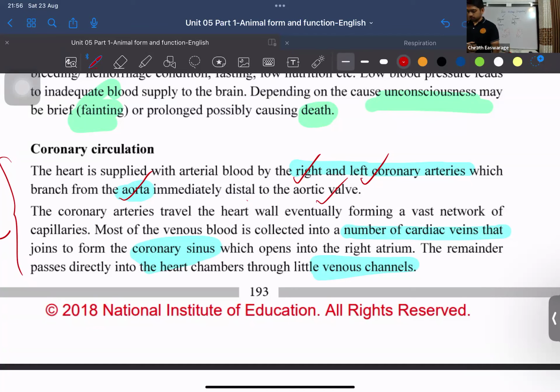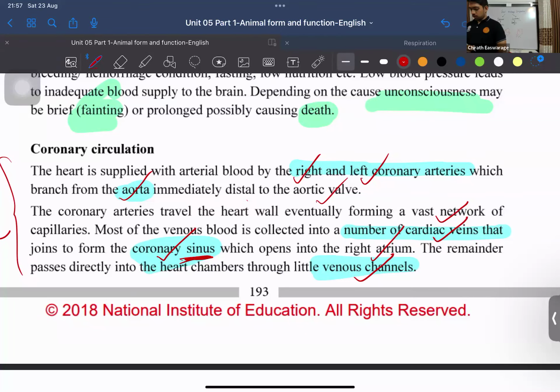Then let's go to the other essay. Okay. Coronary arteries travel the heart wall, eventually forming a vast network of capillaries, right? Vast network of capillaries. That idea needs to be there, 1 mark. Then that is the arterial supply, right? Arterial supply. Then talking about the venous drainage, how the venous blood is coming from the heart. Venous blood is collected into a number of cardiac veins, joined to form the coronary sinus. Very, very important term, coronary sinus. Opens to the right atrium, 1 mark. Remainder passes directly into the heart chamber through little venous channels.